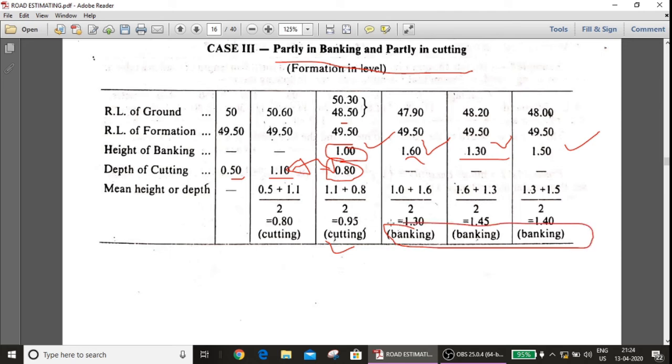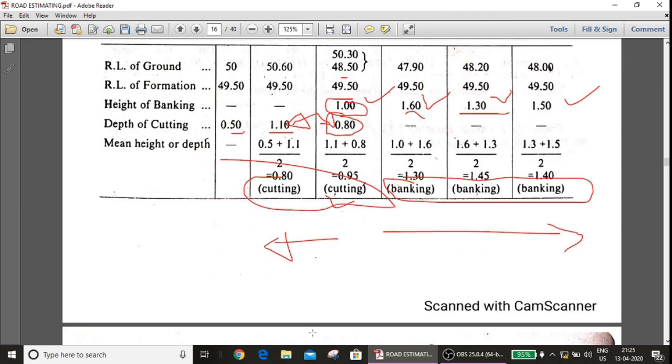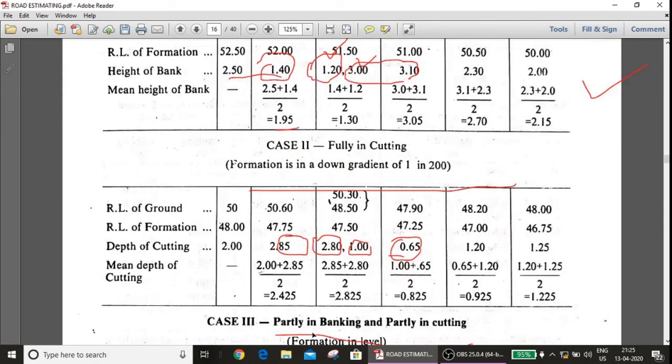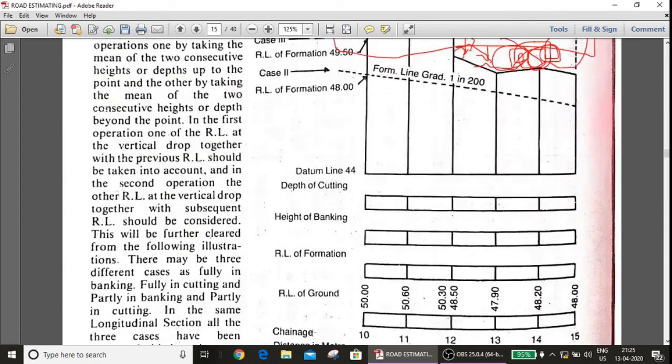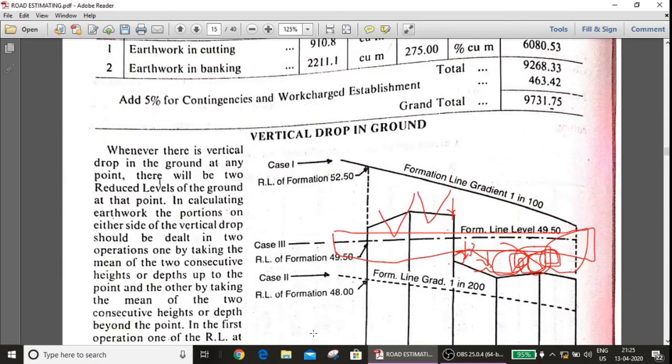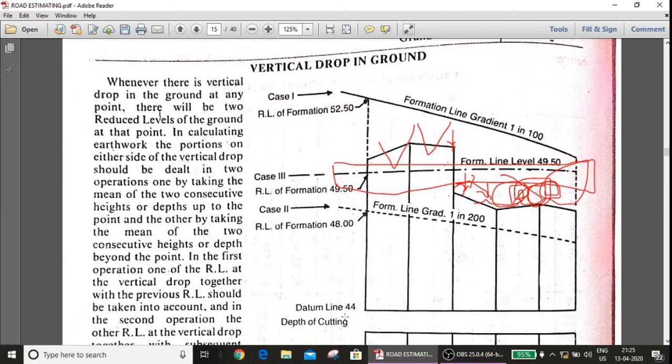So similarly, the other two steps. 1.6 plus 1.3 by 2 is 1.45, 1.3 plus 1.5 by 2 is 1.40. So these three values we have to do for banking, and here we have to do cutting work. This was the case if the vertical drop comes in between. There is only one vertical drop at one station.